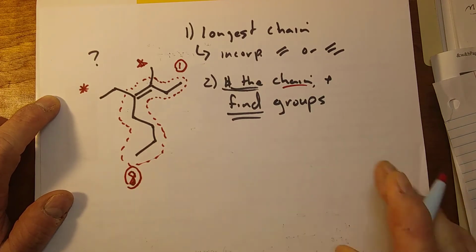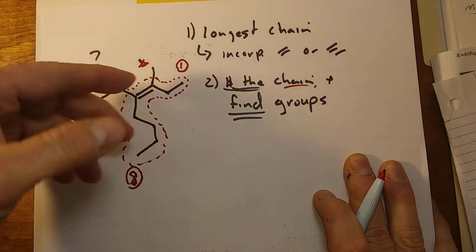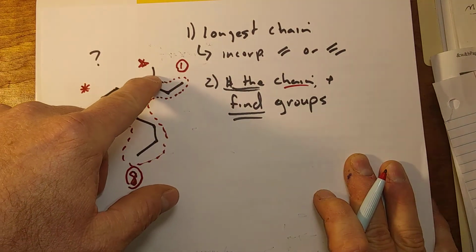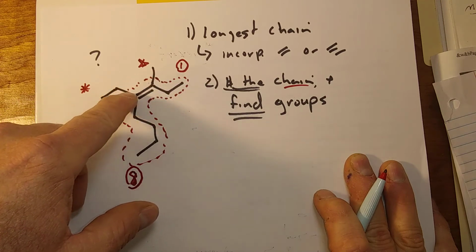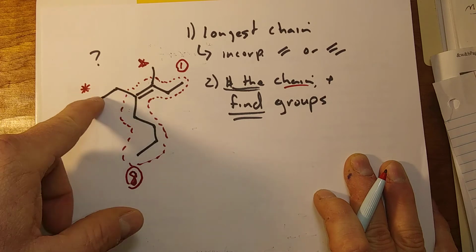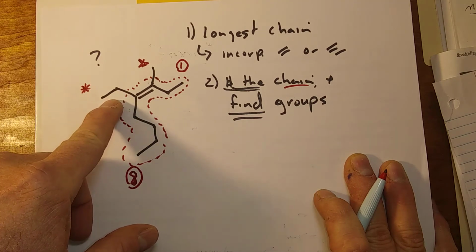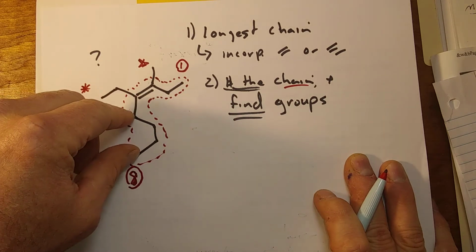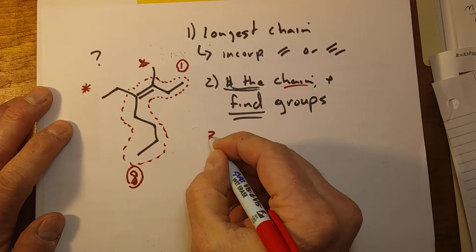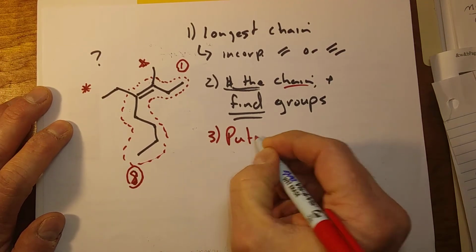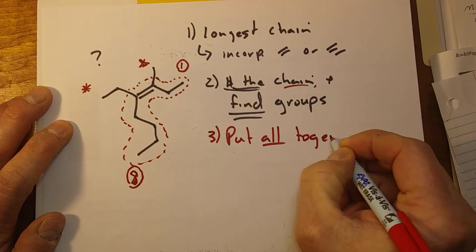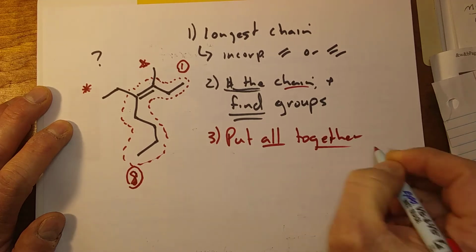So we've done a couple things there. We found the longest chain and circled it, and as we circled it, we noted our groups. We cut through carbon-carbon bonds. That means this 2 carbon containing group is not part of the parent chain. So now we can put all that together in a name, the groups and the parent.